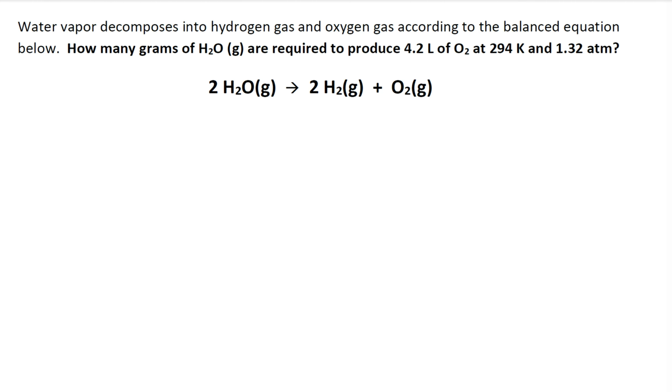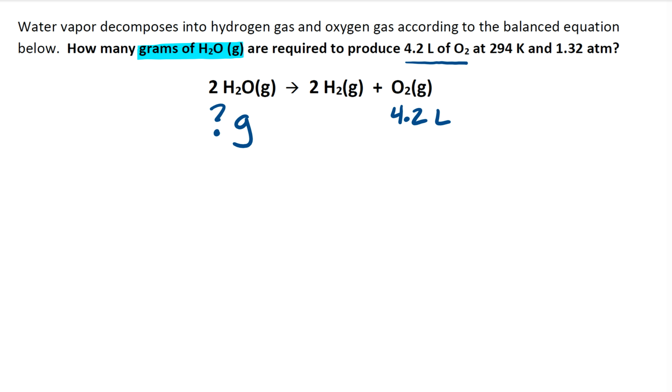In this problem, they would like for me to solve for the grams of H2O gas that are required to produce a certain amount of oxygen. So I'm solving for grams of our reactant. And what did they tell me? What was the given? The given is all of this, 4.2 liters of oxygen. And so I'm going to write that down underneath of the oxygen in our balanced equation.